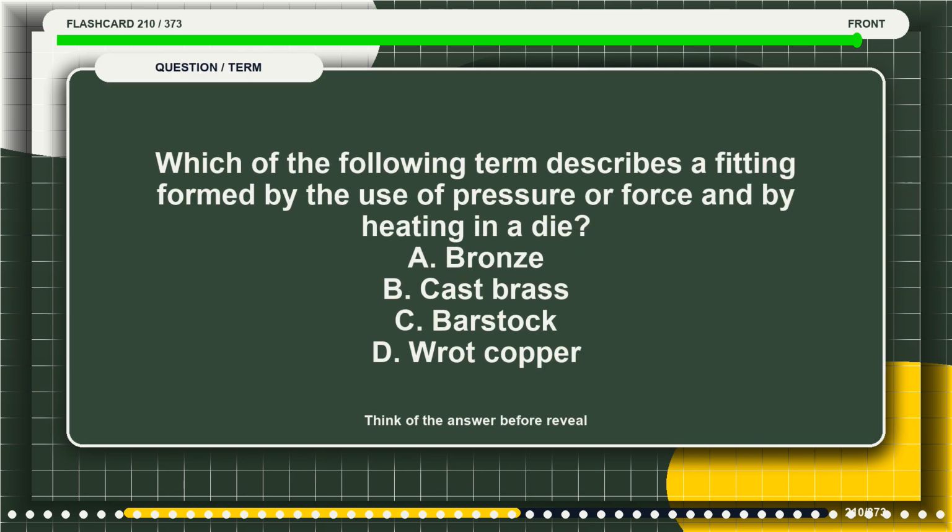Flashcard 210. Which of the following terms describes a fitting formed by the use of pressure or force and by heating in a die? A. Bronze. B. Cast brass. C. Bar stock. D. Wrought copper. Think of the answer before the reveal.